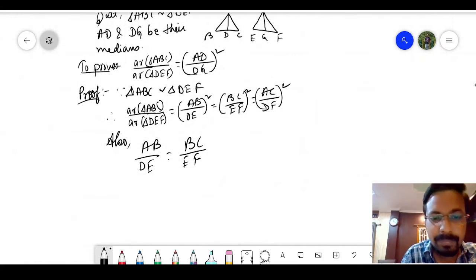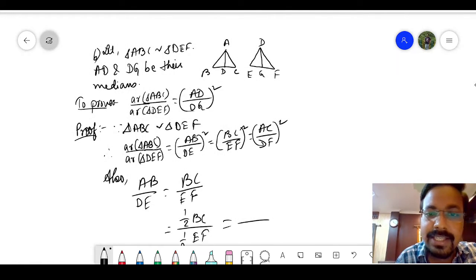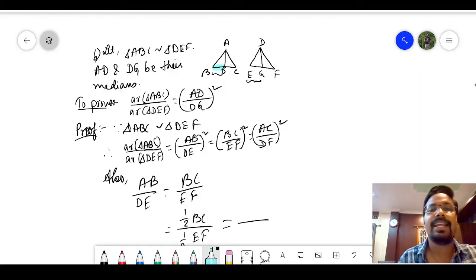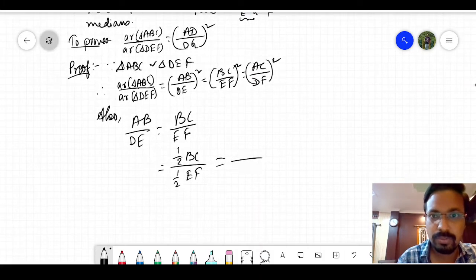So in case of BC by EF, obviously we can multiply the numerator and denominator by half, right? Now how will this help us? Half of BC. Since D is the midpoint of AB, half of BC can be written as BD and half of EF can be written as EG, right? I hope you agree. Half of BC can be written as BD, and half of EF can be written as EG, because D and G are the midpoints of the two bases.